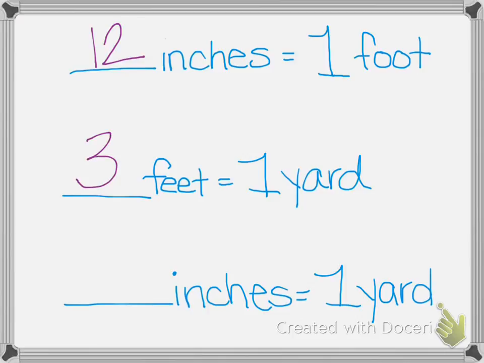So therefore, we want to know how many inches are in a yard. So if we know 1 foot is 12 inches, and we have 3 feet, we need to multiply 3 by 12 to figure out the inches in a yard. 3 times 12 is 36. Therefore, there are 36 inches in 1 yard.